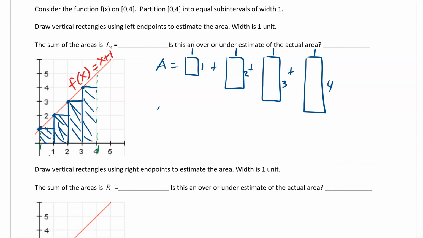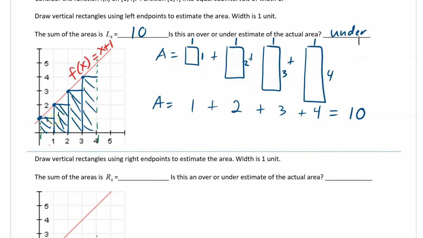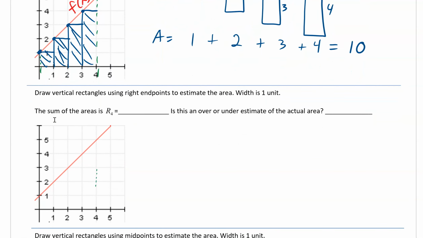So if you remember, area of a rectangle is length times width. So this would be 1, 2, 3, and 4. And if we add that up, we get 10. So our sum of our areas is 10, but this would actually be an underestimate. You can see that all of our rectangles are under, and each one is kind of not exactly what it needs to be. So then you would think, oh, well, why don't we try it from the right then?